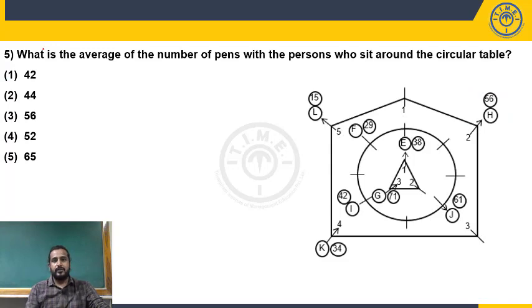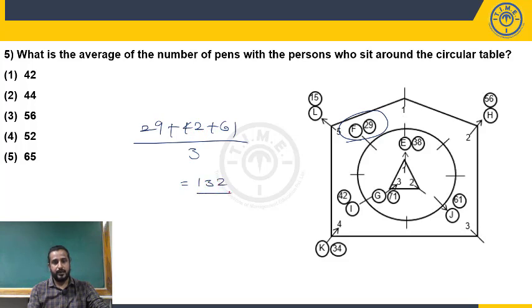What is the average of the number of pens with the persons who are sitting around the circular table? Who are sitting around the circular table now? 29 plus 42 plus 61, average of these 3. So 29, 42, 61, right? 132 by 3, 3 fours 12, 44. Choice 2. Okay.